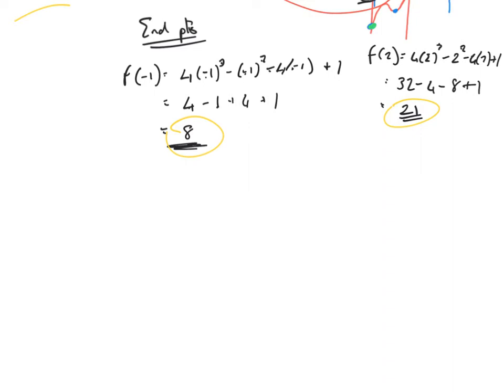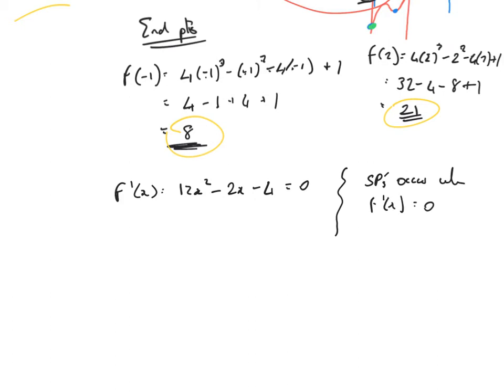Okay, so to check stationary points, what I need to do is differentiate the function and make it equal to 0. So that's going to be 12x squared minus 2x minus 4, and I'm going to set that equal to 0. And let's make that wee note, which is stationary points occur when f dashed x equals 0.